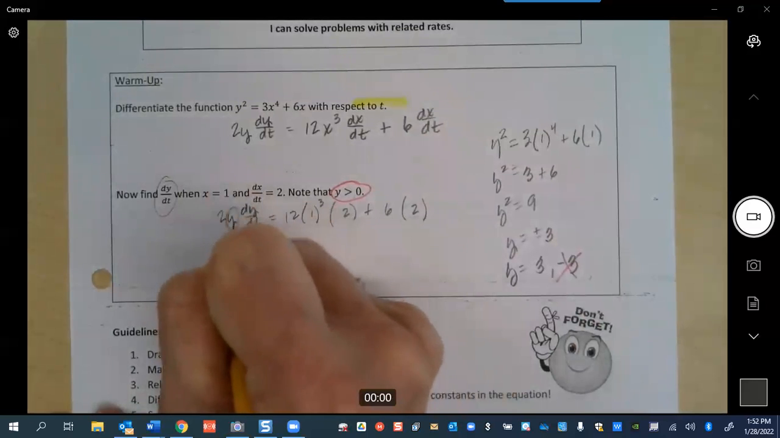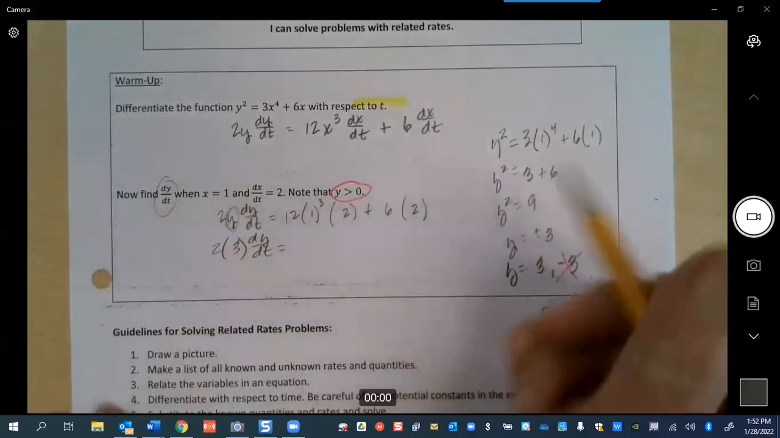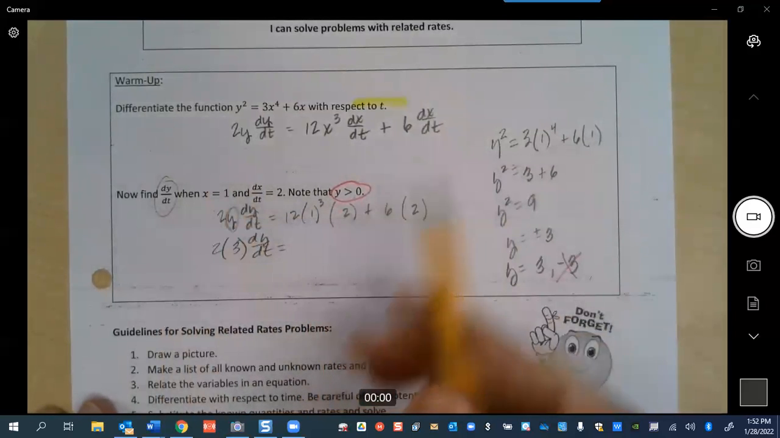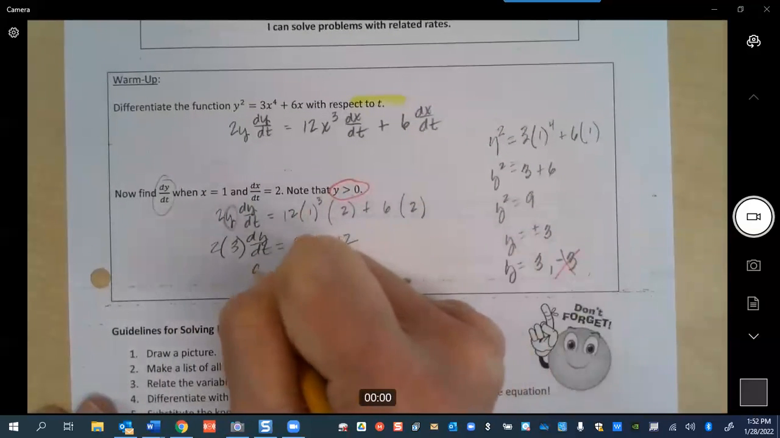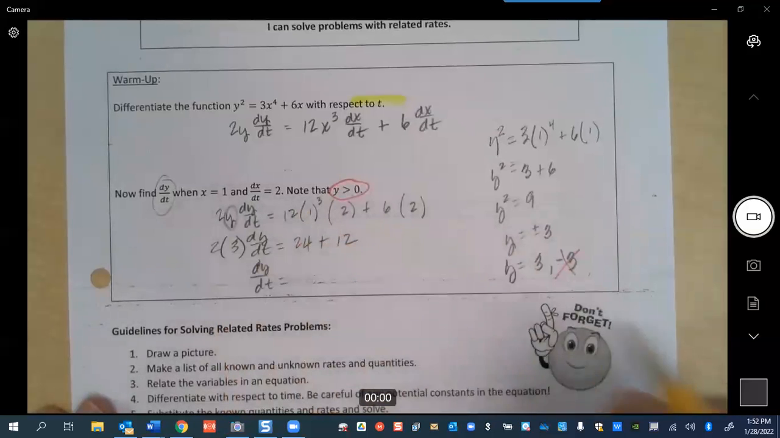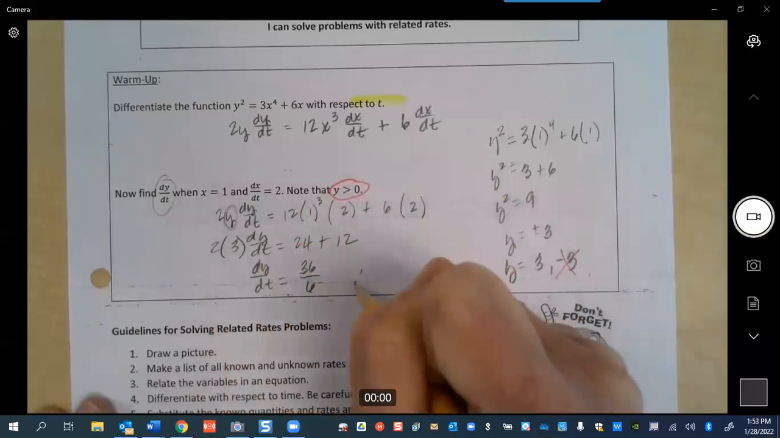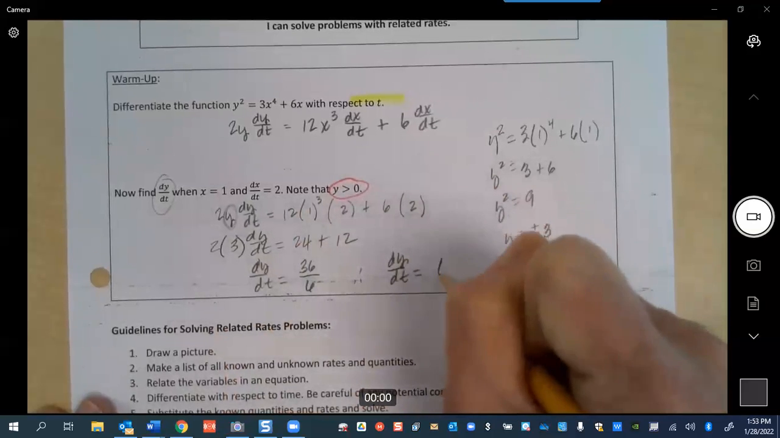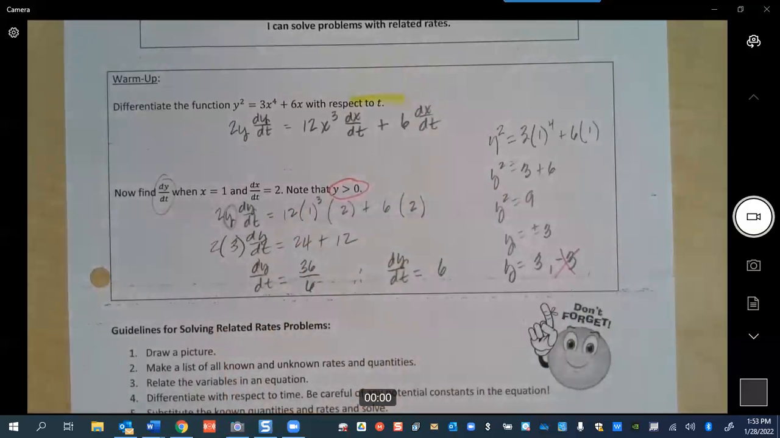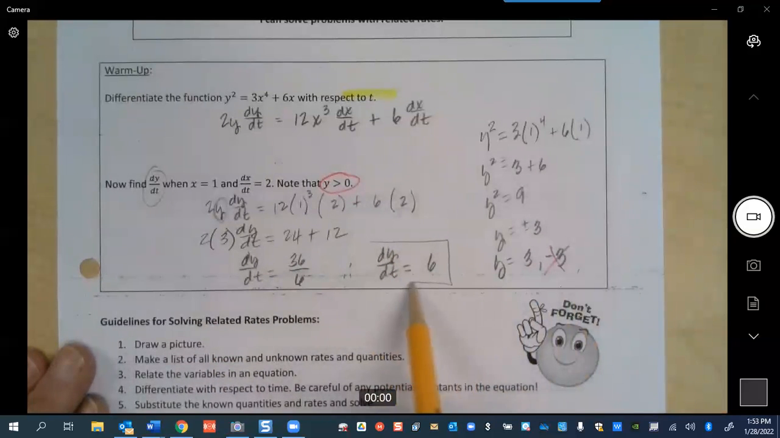So now I've got 2 times 3 dy/dt is equal to, what's this? 12 times 2 is 24 plus 12. So dy/dt is going to be equal to 36 divided by 6. The change in y with respect to time at that exact moment is 6. Now notice we don't have any units, so that kind of bugs me. But they didn't tell us what it is we were finding, so we're good to go.